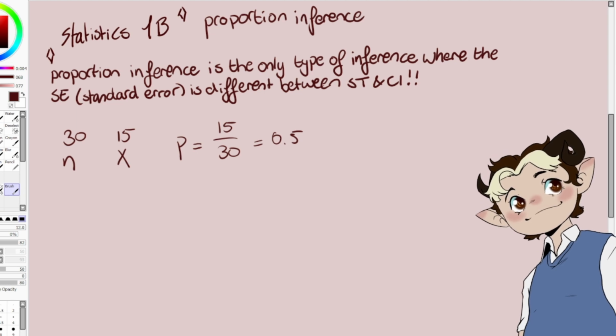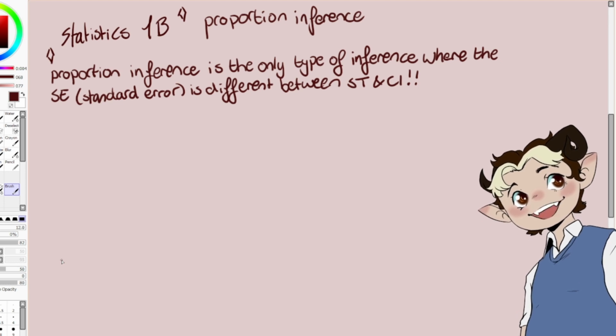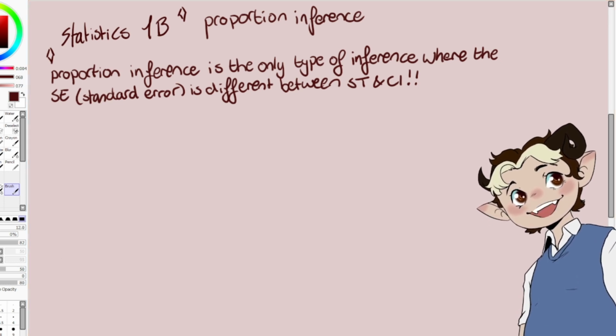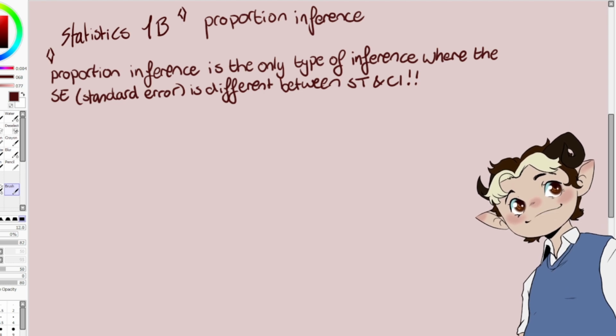There are a few building blocks that are going to be important within proportion inference, but I'm going to go over each of them step by step. So let's get to it.